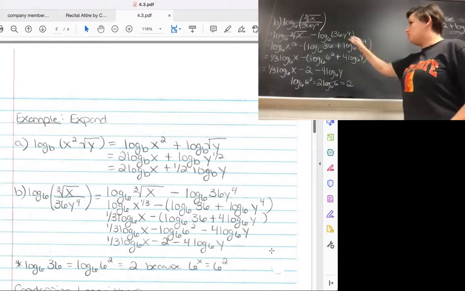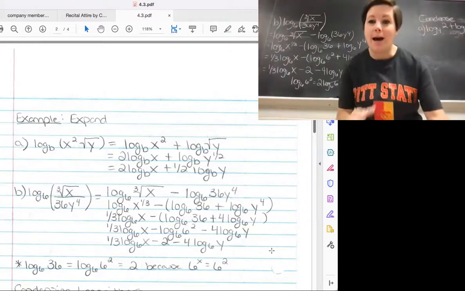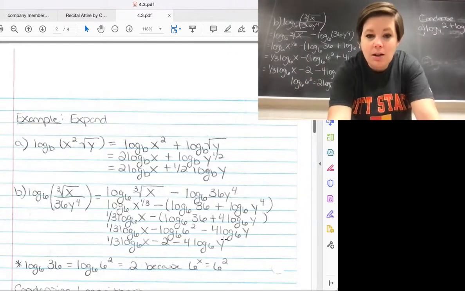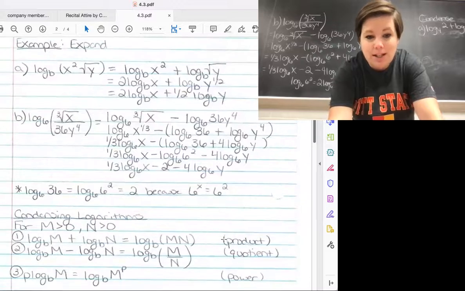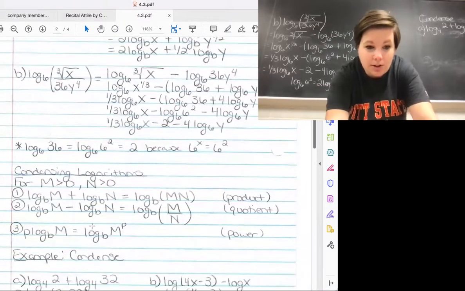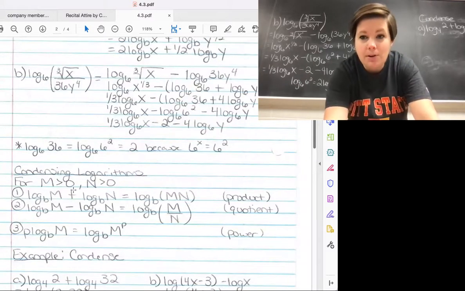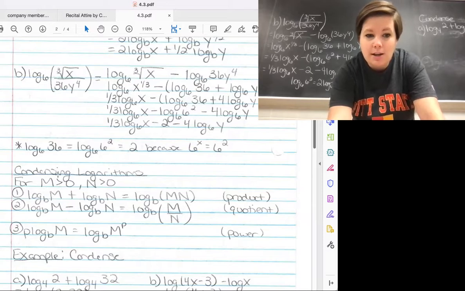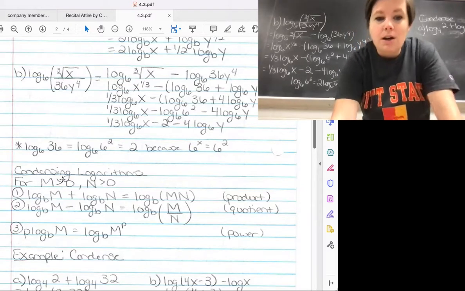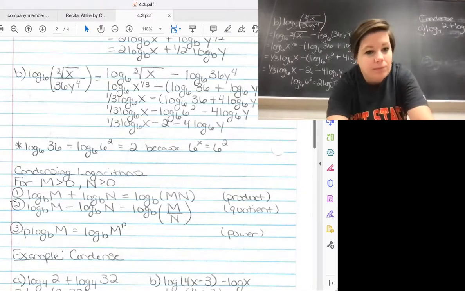So far, everything we've been doing, we've been using these rules in order to expand. They gave us something nice and compact, and then we expanded it out. So if we can expand, then what's the opposite of expanding? Condensing. We can condense these same logarithms going the opposite direction. We do have to make a couple of assumptions. We have to assume that m is greater than 0 and that n is greater than 0, so we have to make sure those are positive. When we do the quotient rule, we have to make sure that n does not equal 0, but if it's greater than 0, we're good there.